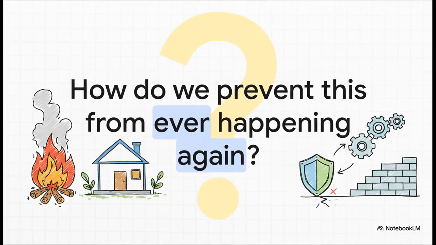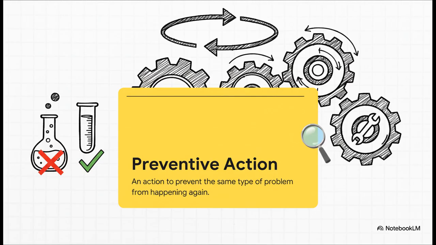But once that fire is out, CAPA pushes you to ask a much deeper, more strategic question. And this is where preventive action comes into play. It asks, how do we rebuild the system so this kind of fire can't even start in the first place? Preventive action is at its core proactive. It's not about fixing the one batch that went wrong. It's about fixing the system that allowed that batch to go wrong. The whole goal here is to completely eliminate the root cause.